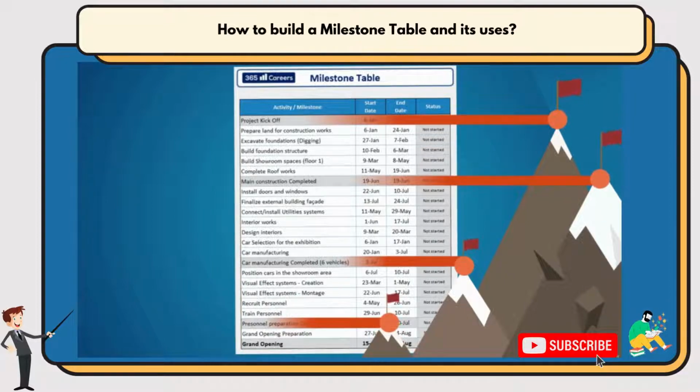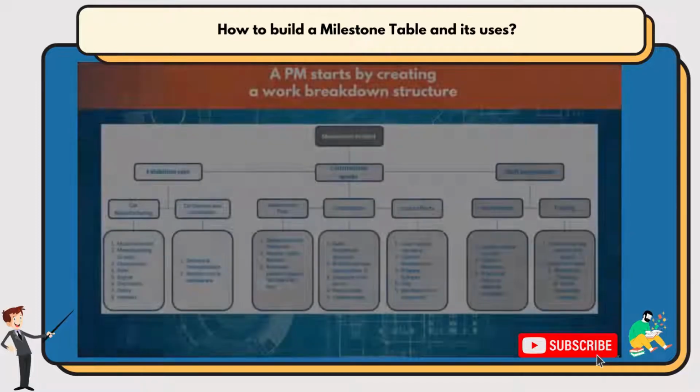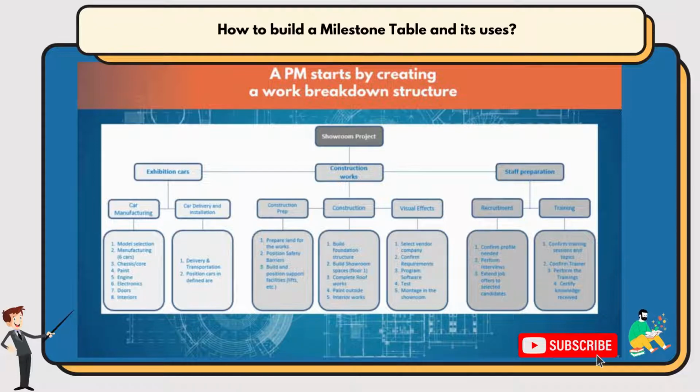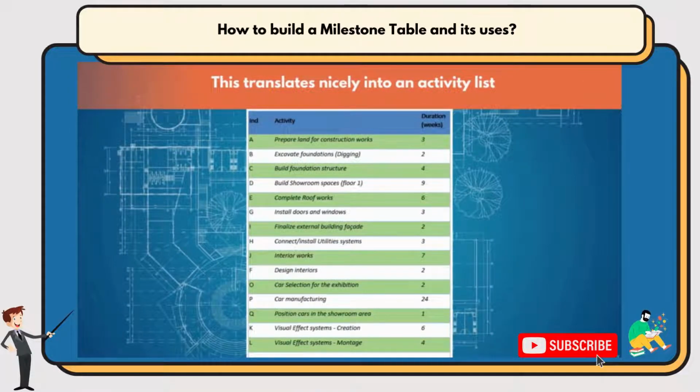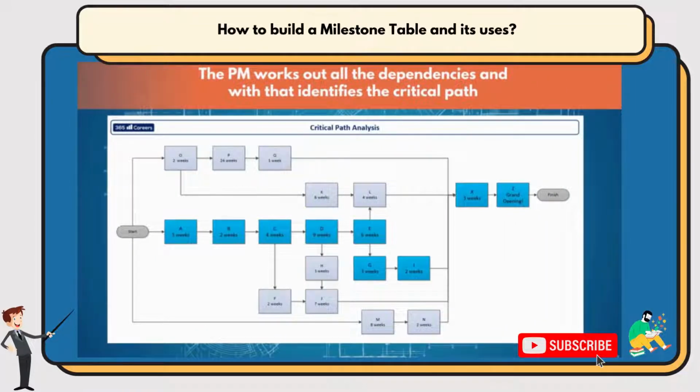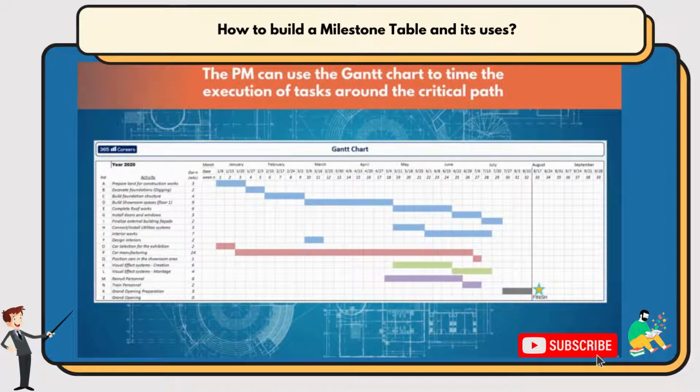Awesome! We have officially covered everything a project manager will need when scheduling their project. So, to recap, a project manager starts by creating a work breakdown structure, separating the project into work streams, deliverables, and work packages, and then assigns owners to said packages. This translates nicely into an activity list, but has little to no sequence, so the project manager works out all the dependencies and with that identifies the critical path.